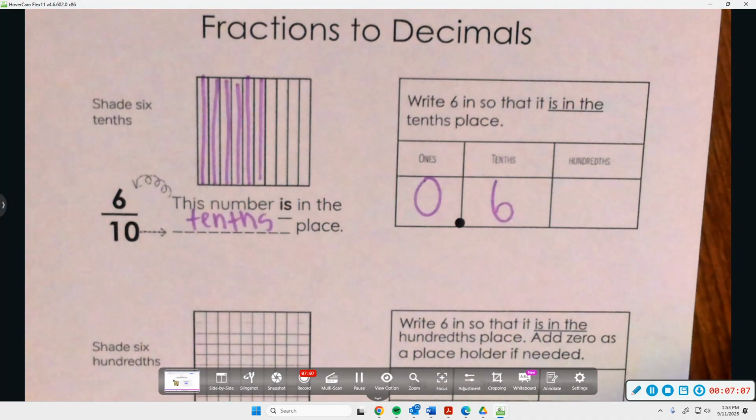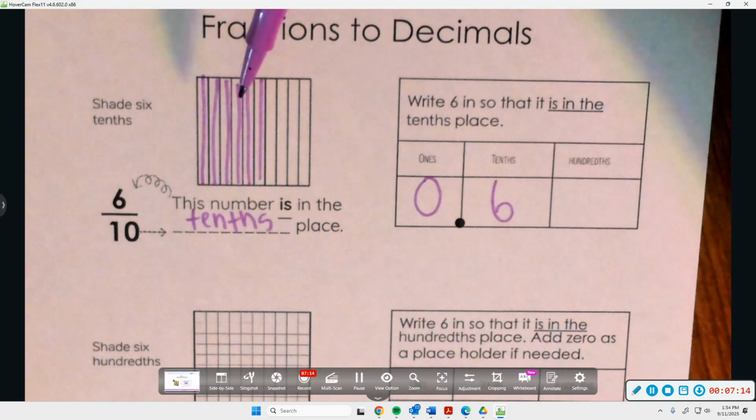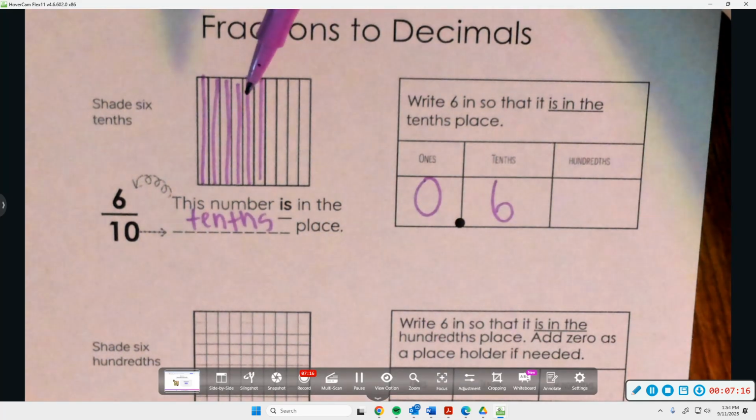Now I want you to listen closely to this. If I put a 0 here, it's still going to be equivalent, right? Yes. But look at the model. What's the model telling me? Tenths. That it's tenths.